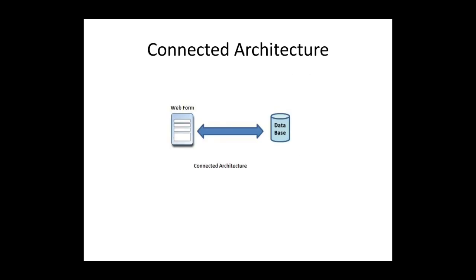Connected architecture. In connected architecture, connection will always be open. This is also called forward only and read only architecture, because data can only be read through the database. It cannot be modified. So in the connected architecture, data is taken from the database, and the user processes that data row by row. Instead of processing the complete result, the user processes the data row by row.